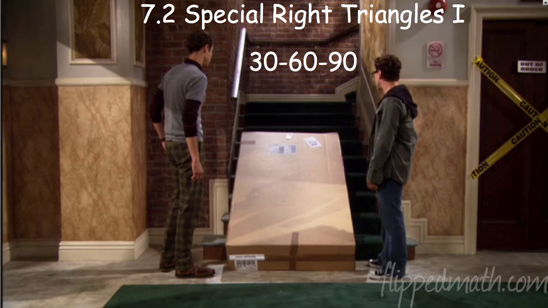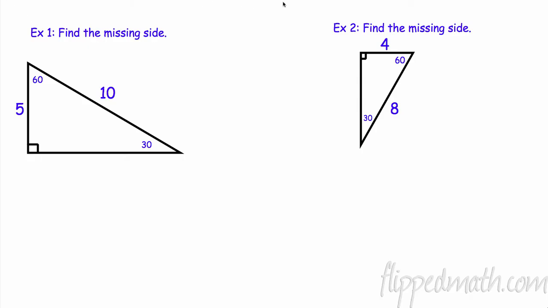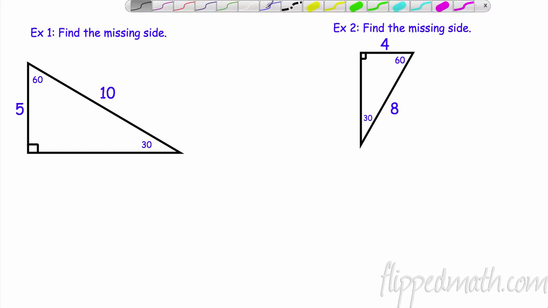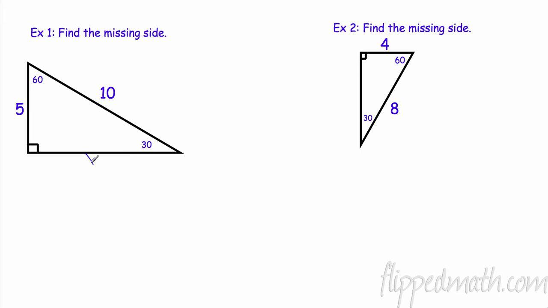Alrighty, so let's take a look at this. We already know how to do this stuff. Let's find the missing side. We're going to use the Pythagorean theorem. I'll call this x. So this is a squared plus b squared, so 5 squared plus x squared equals c squared, 10 squared. We know that's 25 plus x squared equals 100.